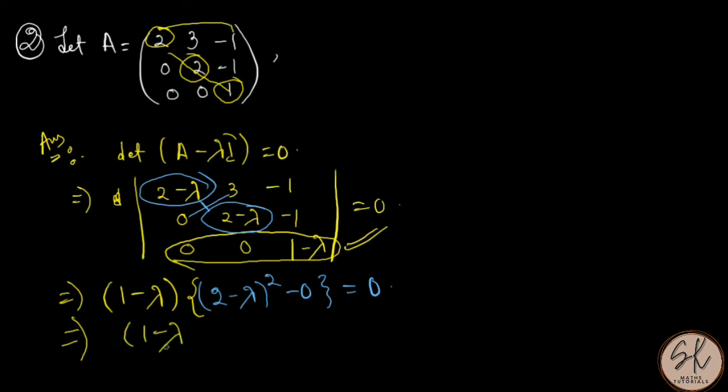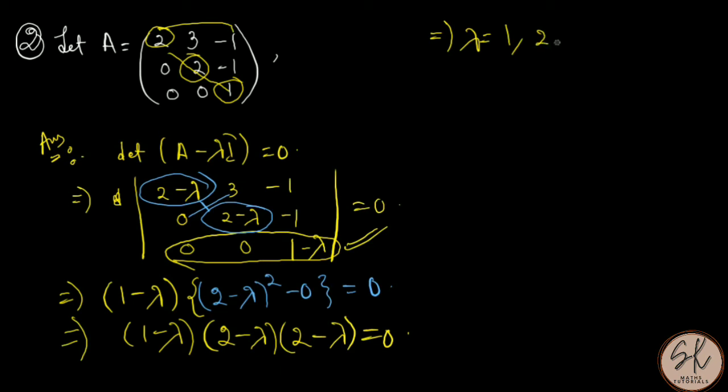See, this is (1 minus lambda)(2 minus lambda)(2 minus lambda) equals 0. Therefore lambda equals 1, 2, 2. So the eigenvalues are the same as the diagonal elements, that is 2 and 1. From here we can see that the algebraic multiplicity of 2 is 2, because 2 is repeated twice, and the algebraic multiplicity of 1 is 1.